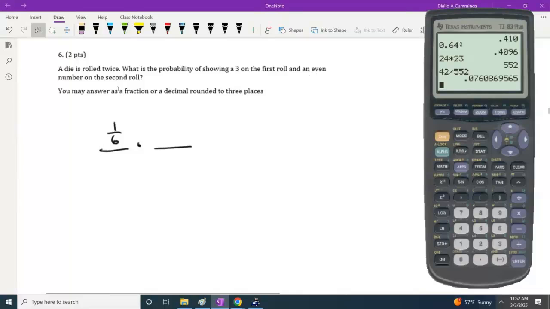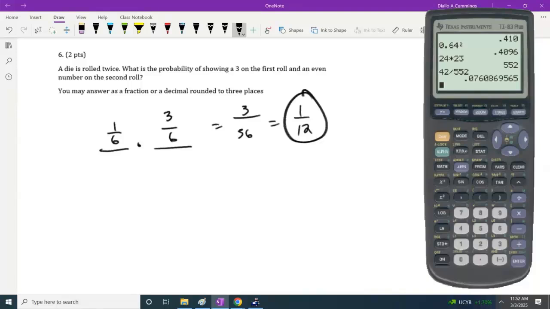And what's the probability of rolling an even number? 3/6. 3 over 6, right? The even numbers are 2, 4, and 6, which are 3 numbers to choose from out of the 6. So now we can multiply these fractions. So we multiply the numerators. 1 times 3 is 3. 6 times 6 is 36. And if we reduce 3 over 36, we get 1/12.